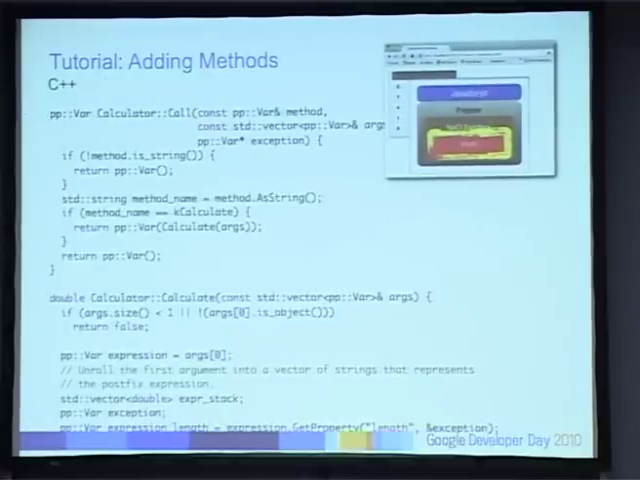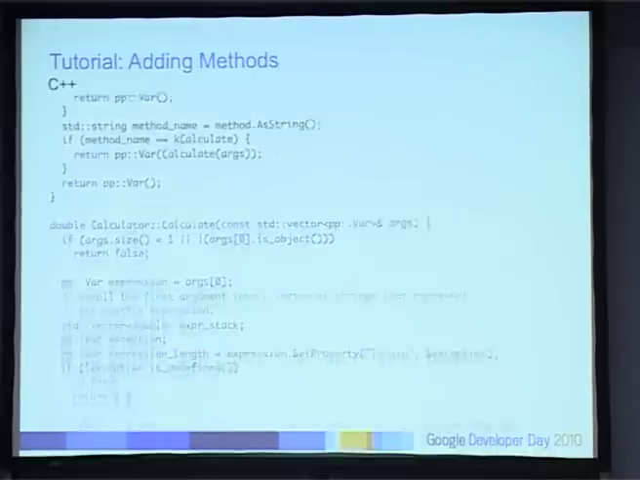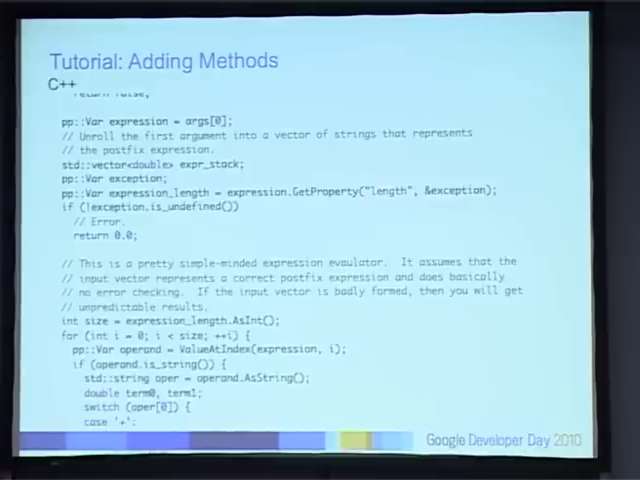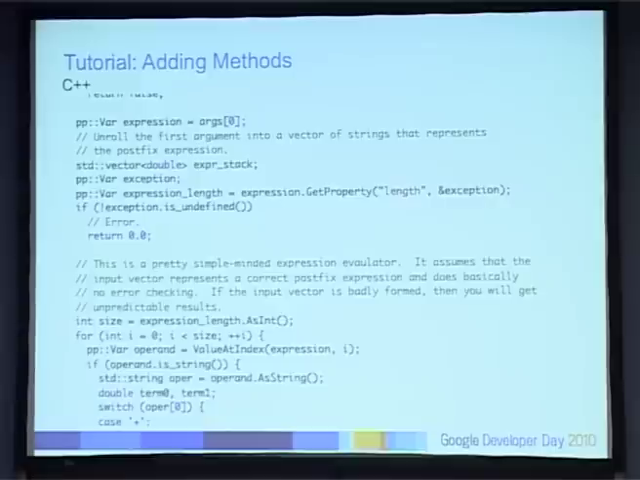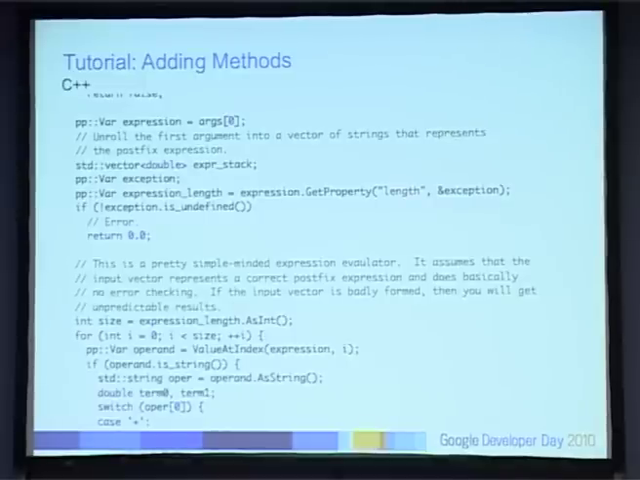All right, back to the C++ code now. Here is the code that's actually doing the calculation. So what I do is take the first argument, which is the postfix notation expression. That's a huge JavaScript array full of strings. And you can see here that I'm getting the length property of the array. So everybody knows that a JavaScript array object has a length property built in, right? And so this is all I'm doing in C++. I'm going and accessing that property from the JavaScript object. That's what that get property does.